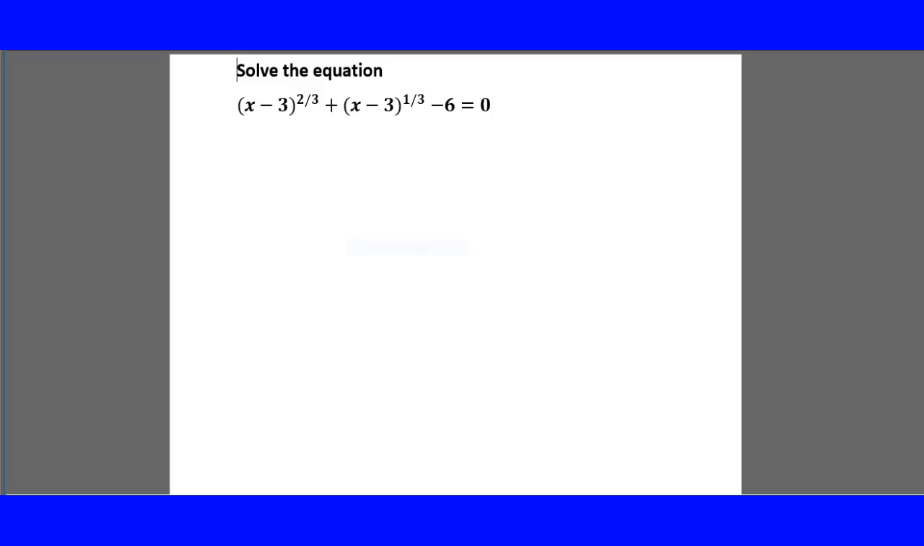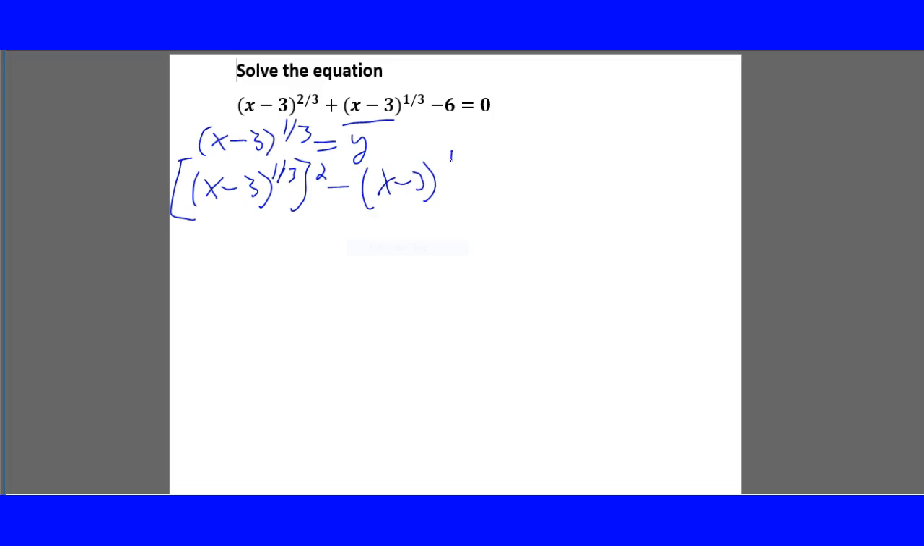To do that, we're gonna take the middle term, (x - 3)^(1/3), and set it equal to another variable, any variable you want. I'm gonna choose y, for example. That means everywhere I have (x - 3)^(1/3), I'm going to replace that by y. The first term is this whole thing squared, because I can put the 2 outside, and we get (x - 3)^(1/3) squared. I just put an extra step there.